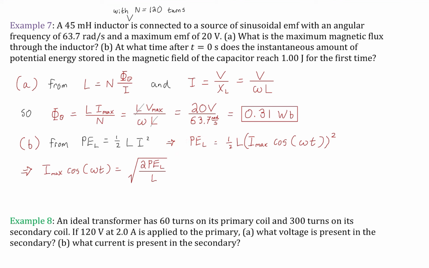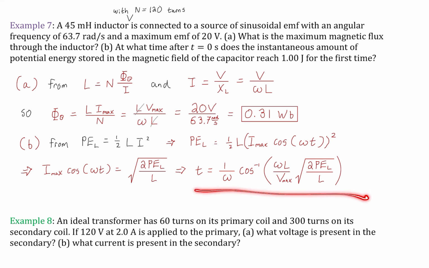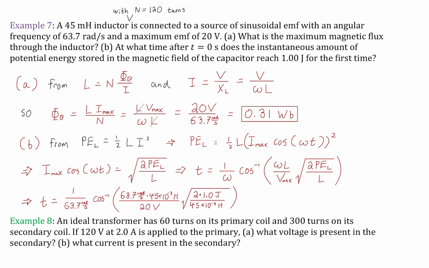Then I'm going to divide by I and do an inverse cosine. And then the only thing within the cosine is the omega, that's why I'm leaving 1 over omega. So we get this big old expression for the time. So this is the time for a particular value of energy. Quite interesting. Plug in all my numbers because I know everything. I know the angular frequency, I know the maximum voltage, I know the inductance and so on. And I would specify how much energy I wanted. And there we go, we got 4.7 milliseconds.